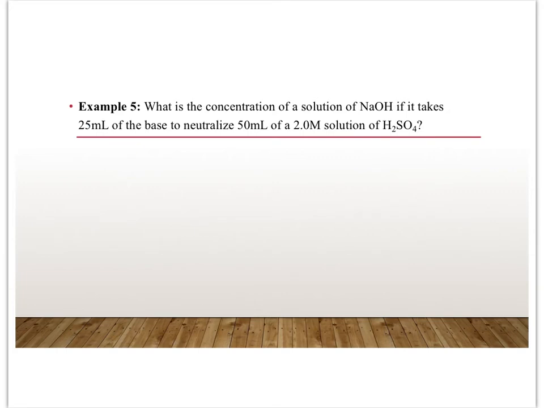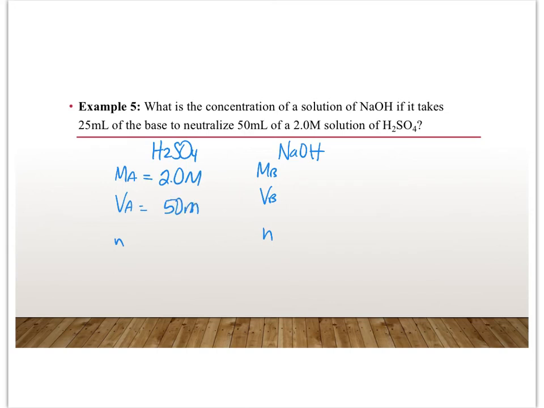Okay, now here's one where we are going to work through where the N portion of this calculation does become important. So we have sulfuric acid, we have sodium hydroxide, MaVaN, MbVbN. Now for this one, look at the formula of the acid. There's 2 hydrogens in it. The base, it's asking for the concentration. 25 milliliters is the volume, and N is equal to 1.